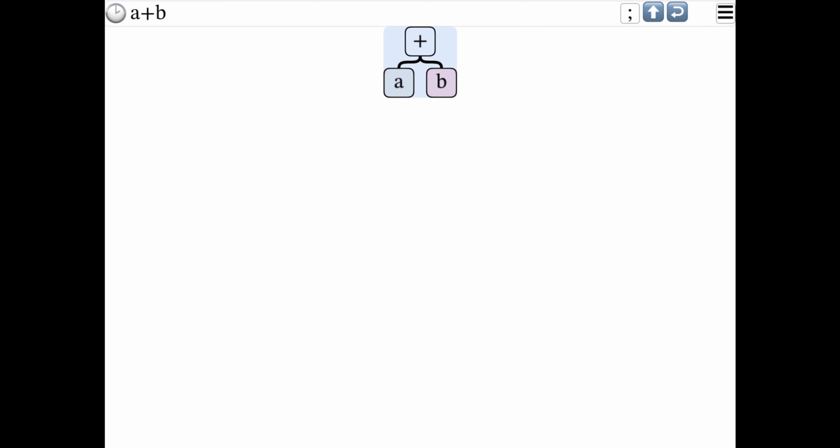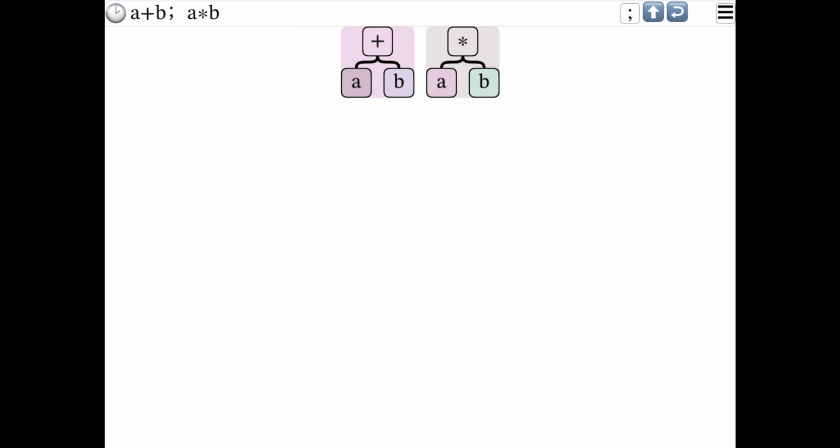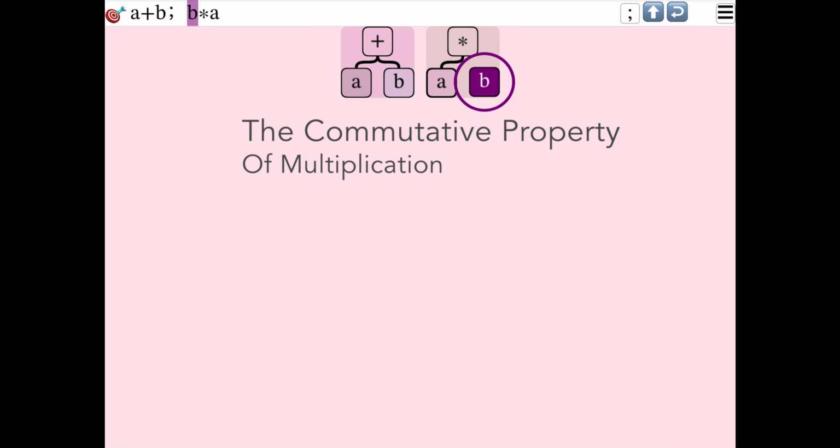Also, remember that A times B equals B times A, always. This is the commutative property of multiplication.